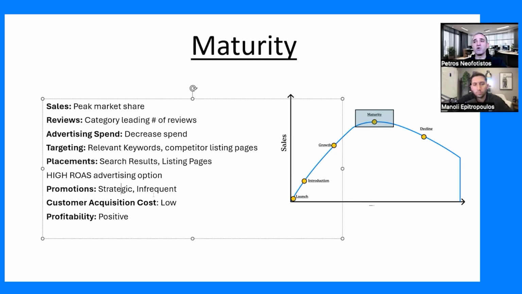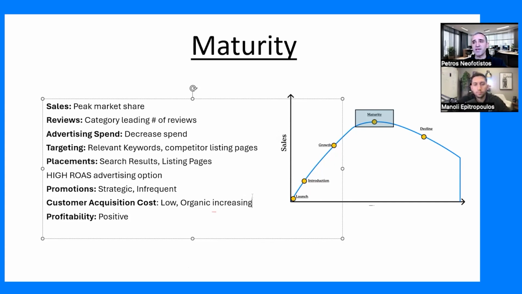Maybe at this stage, you're only running promotions on prime events like Prime Day, Black Friday. You don't need to run promotions all the time. Customers trust your product. This is really going to help your profitability as your average sale increases. Your customer acquisition cost is decreasing. At this point, your organic share is increasing.